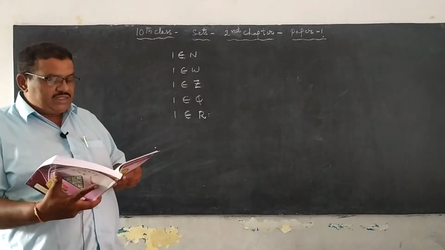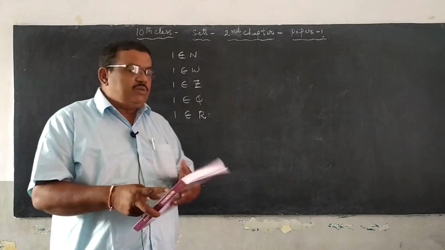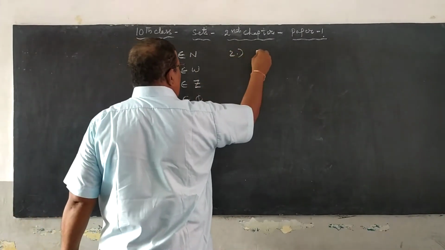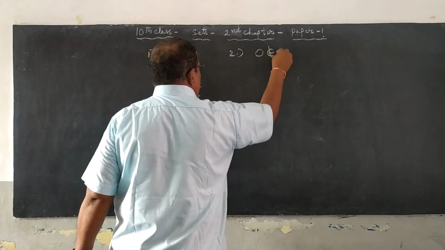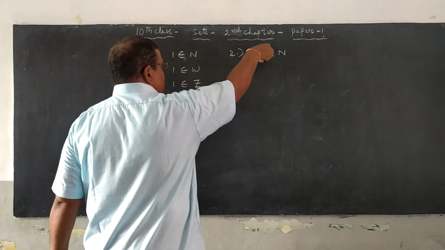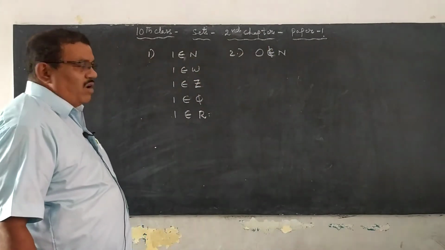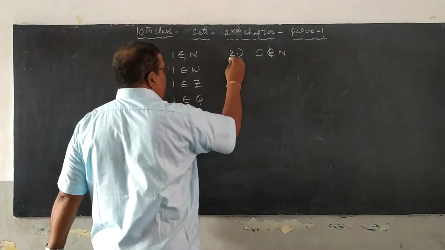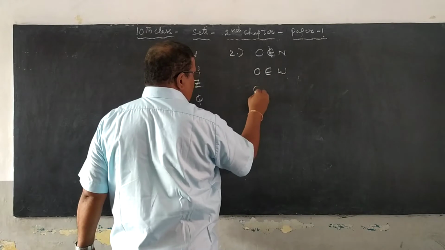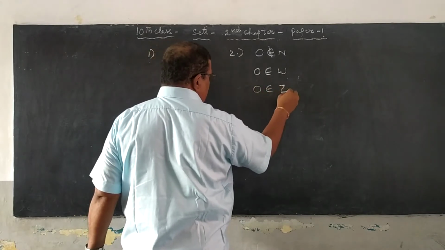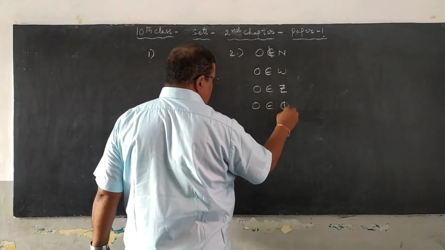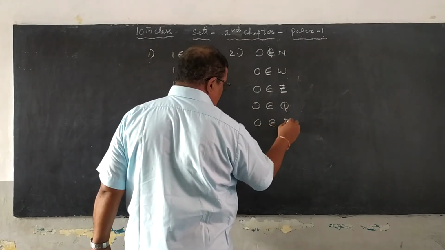Now the second one is 0. Which set of numbers does it belong to? One time we have to see. 0 does not belong to the set of natural numbers. Belongs means this symbol, does not belong means this symbol. We have to cross the symbol for belongs. So 0 belongs to the set of whole numbers, 0 belongs to the set of integers, 0 belongs to the set of rational numbers, 0 belongs to the set of real numbers.